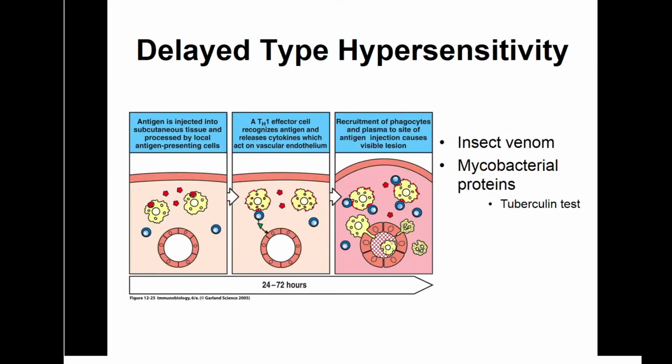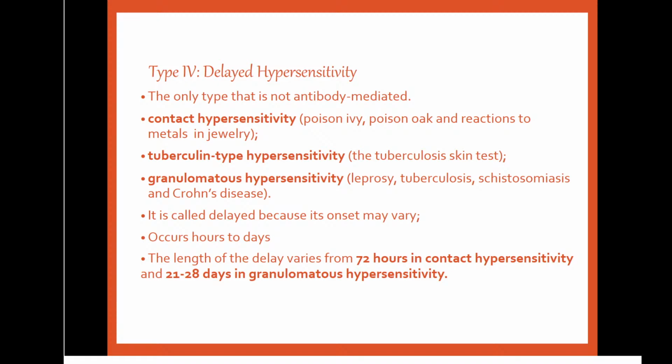So that is the idea of this reaction. Antigens activate lymphocytes that produce biologically active substances. A classical example is the tuberculin test. Let's see the examples. This is the only type that is not antibody mediated.